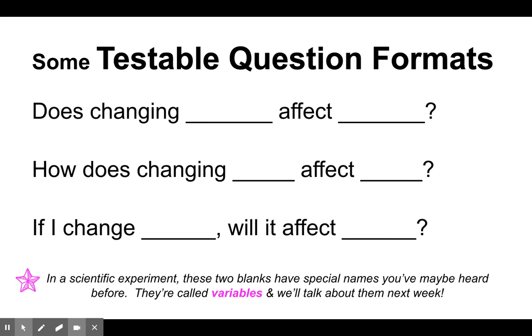Or we can take a little bit more of an I don't know approach, but we want to figure out if there will be an effect. If I change blank, will it affect blank? Okay, so those would be three ways. And we're going to use these as we go back to our observations you made the other day, and try to turn our observations into testable questions using these. So please add this slide here to your notes, and I believe this should be the last part we need to write down today.